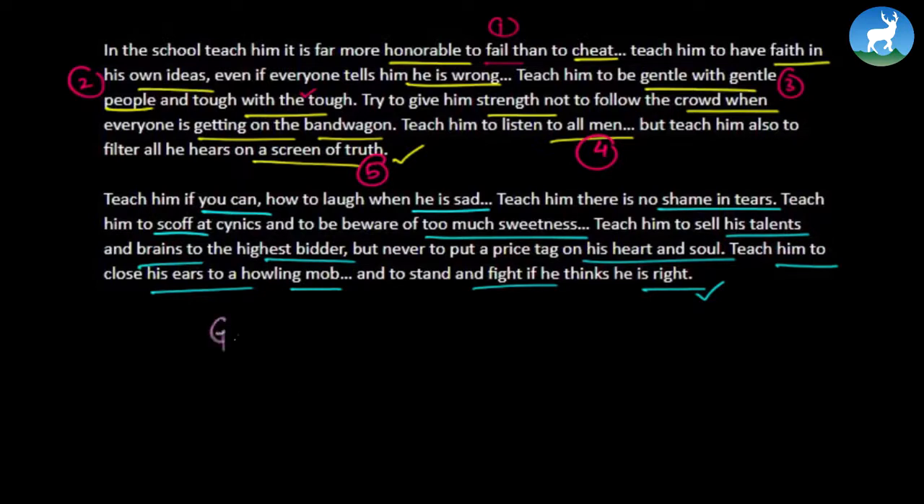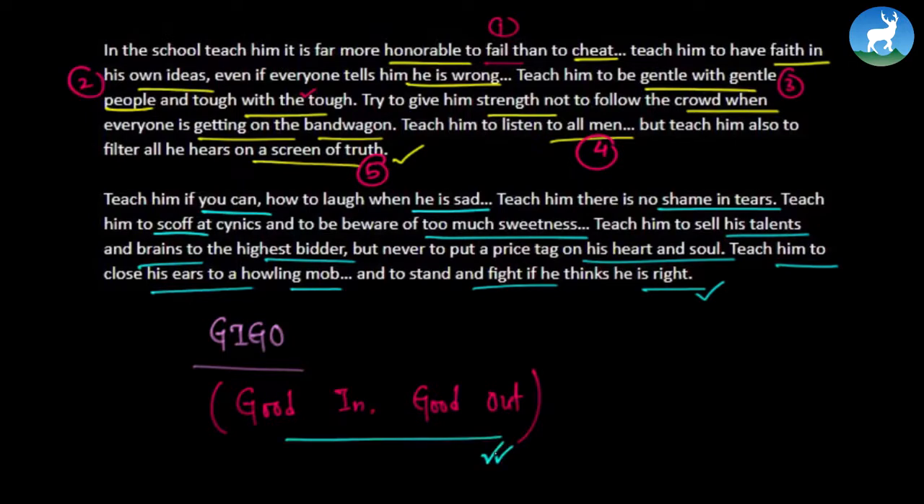There's something called GIGO, do you know? In computers there's a term called GIGO. It's garbage in, garbage out. But in moral science we call it good in, good out. See, this is how changes are made. Let's go on reading the letter.